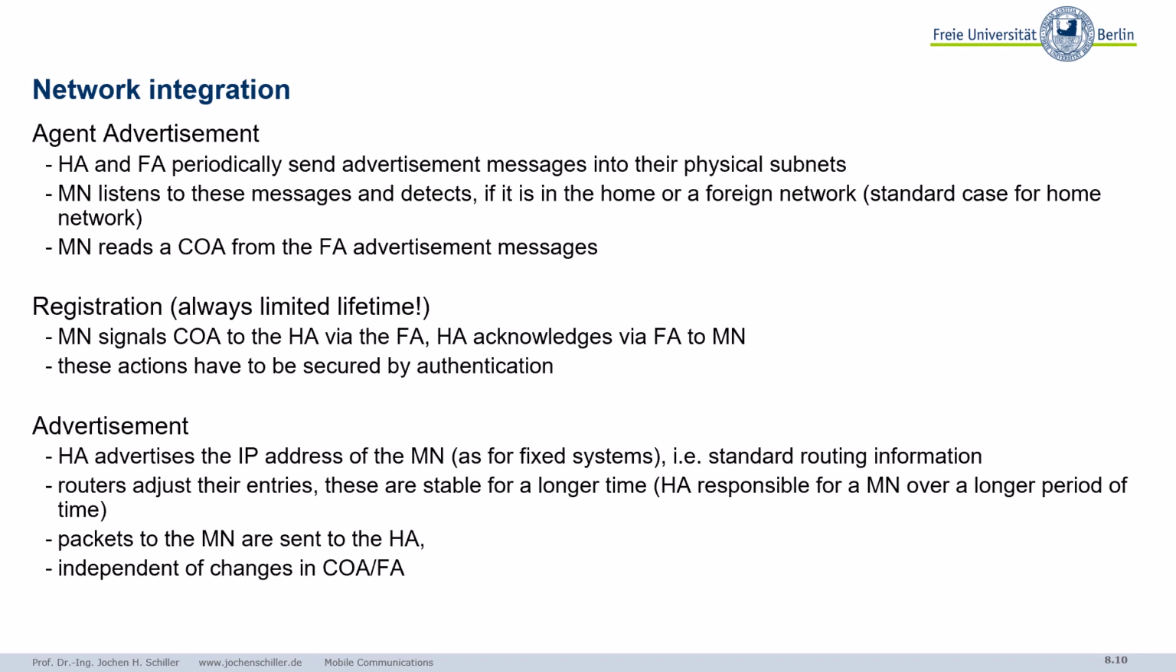Now you may think, oh, mobile IP, that sounds simple, so where's the problem? Well, there are several things to do before you can use mobile IP. First of all, how do we know where we are? This is why the home agent and the foreign agent periodically send so-called advertisement messages into their physical networks.